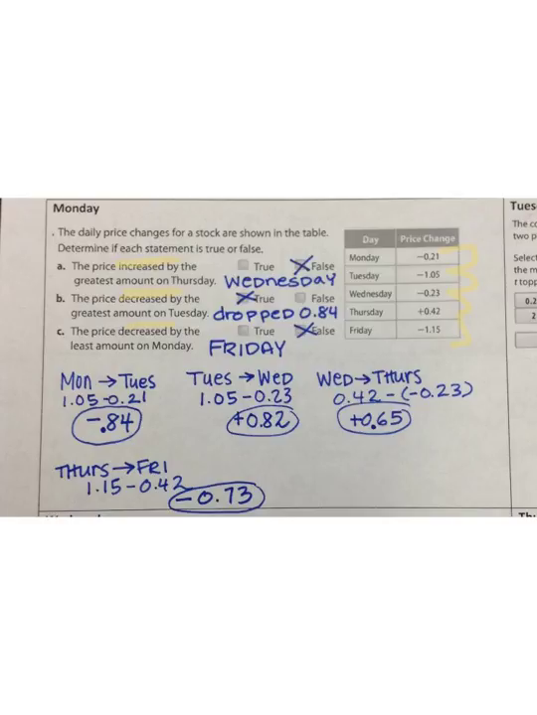Not Thursday. B, the price decreased by the greatest amount on Tuesday. That is true, because out of the two decreases, negative 0.84 is the largest, bigger than 0.73. And then the price decreased by the least amount on Monday. That's also false because it decreased by the least amount on Friday.